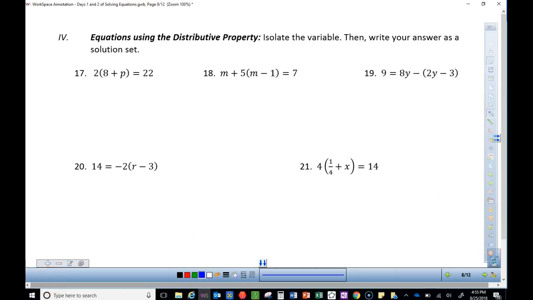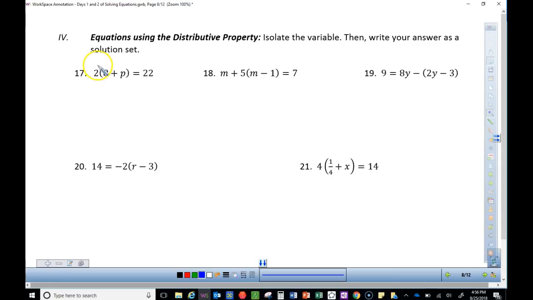Alright, now we need to solve some equations that involve the distributive property. So the distributive property means that whatever number is touching the parentheses on the outside, so it doesn't have a plus or a minus in between it, but it's touching the parentheses, that needs to get multiplied or distributed to every term in the parentheses.